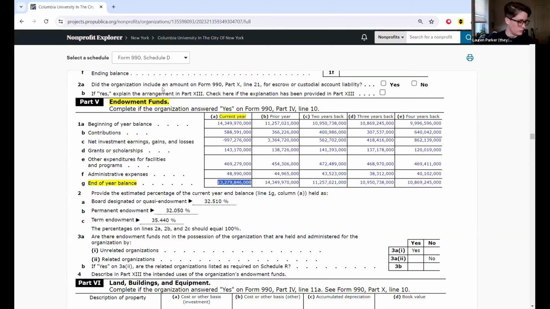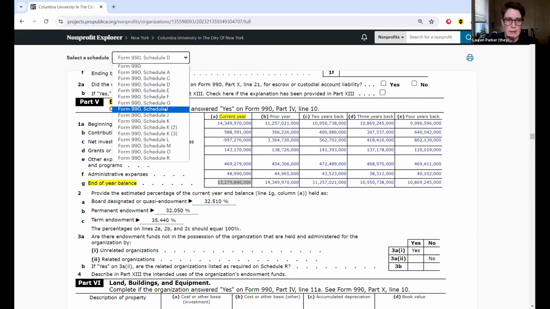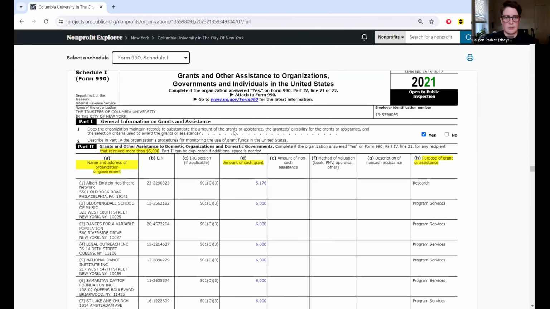Let's go to two more sections in the Form 990. We'll talk about two additional features. So let's go to Schedule I. Schedule I is a great section that details the grant-making activities of the nonprofit. You'll see here that these are any recipient, any grantee that received more than $5,000. The left-hand column is the name and address of the organizations receiving money. Then column D is the amount that they received. And column H has a word or two describing the purpose of the grant.